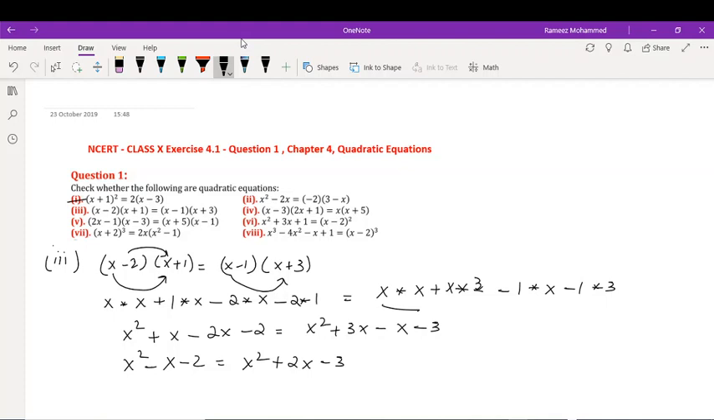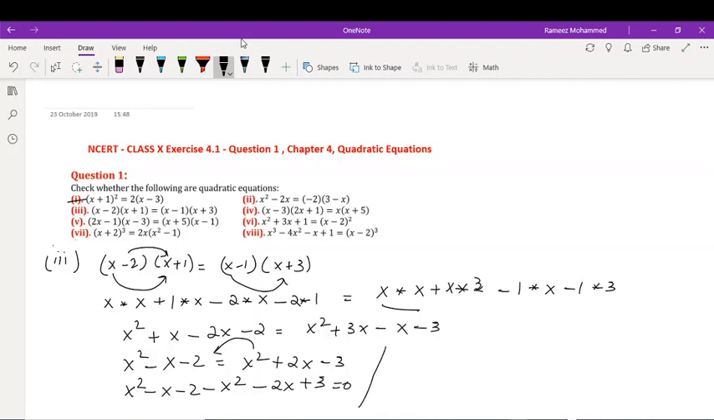So here x square is there and here x square is there, and both get cancelled. How? Let me rewrite. If I move these terms to the LHS, the signs will get changed. Here plus x square will become minus x square, and plus 2x will become minus 2x, and minus 3 will become plus 3, that is equal to 0.